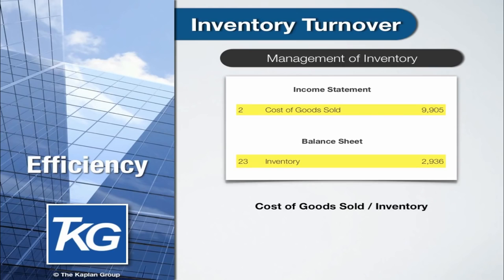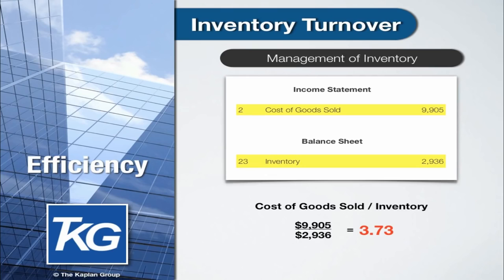In this example, we divide cost of goods sold of $9,905,000 by ending inventory of $2,936,000. And we get the result of 3.73, which means that the company sells its inventory 3.73 times a year.